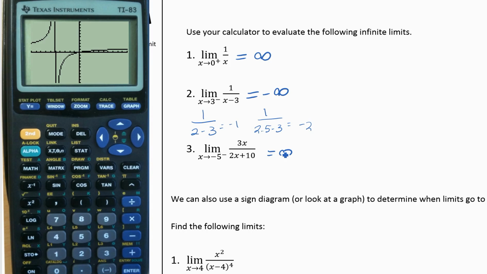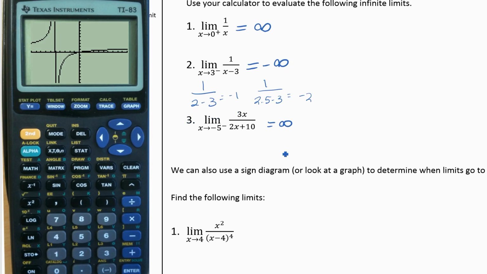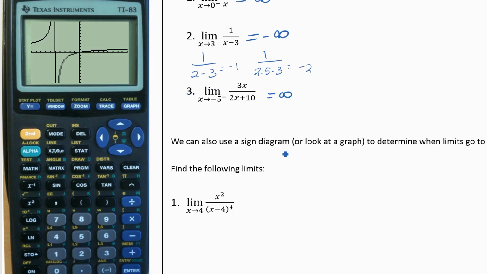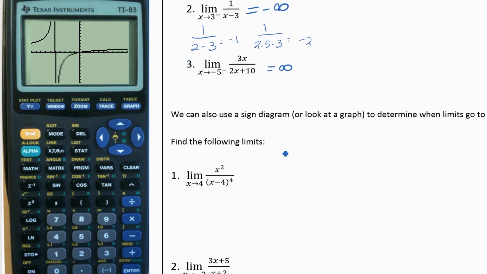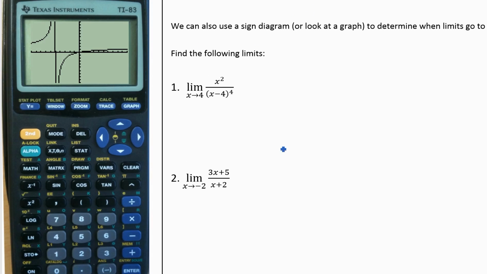Okay, so we're going to do that with a few more examples. We can make what's known as a sign diagram, or we can look at the graph. Here we want to do the limit as x goes to 4 of x squared over (x minus 4) to the 4th. Now, plugging in 4 does make our denominator 0. So if we want to make a sign diagram and put 4 on it, we want to test points on either side and ask, what's happening to the graph?